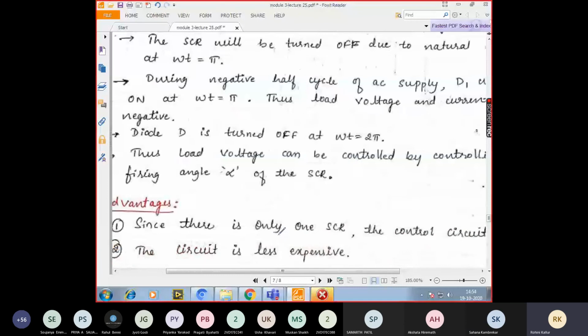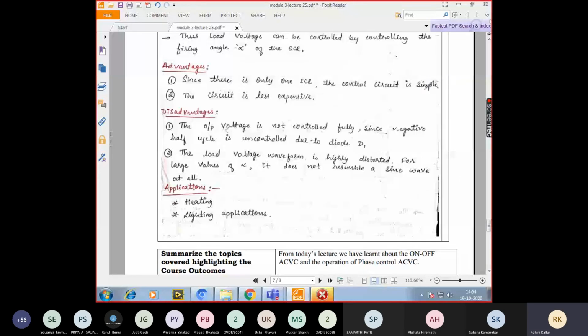The control circuit is simple. That means I need to control only one gate pulse, so it is simple for me as well as less expensive.